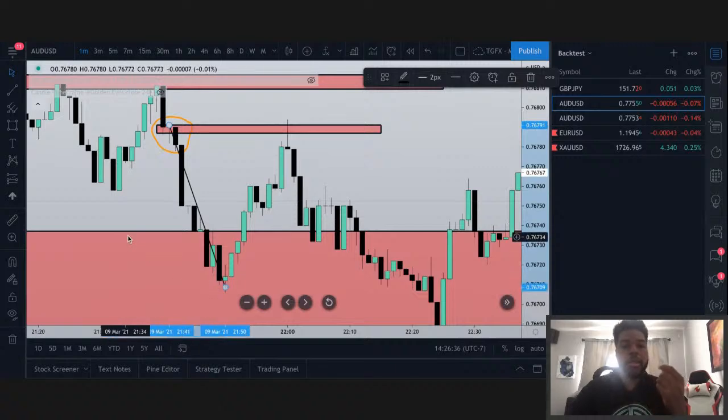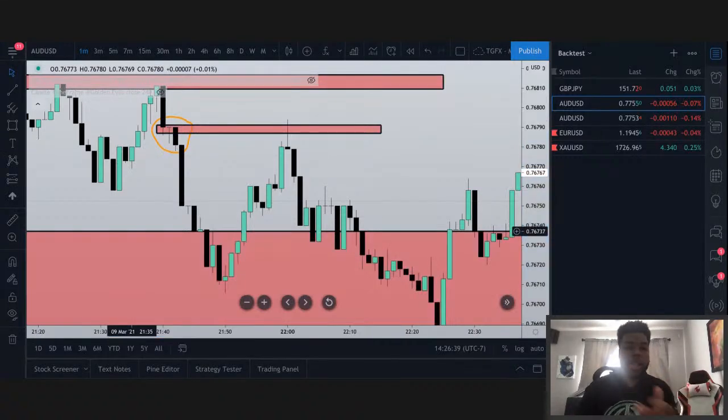It pushed extremely far from this area. It made a new low in price, right? All right, so that's number one.